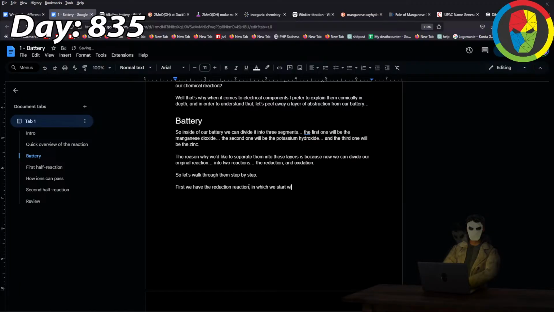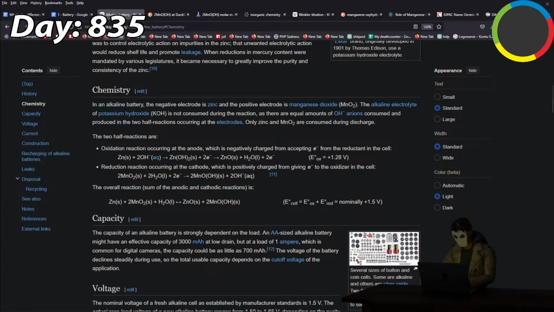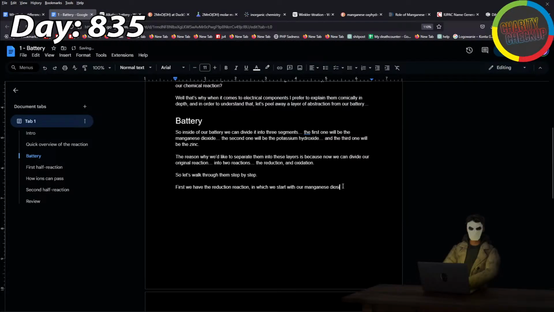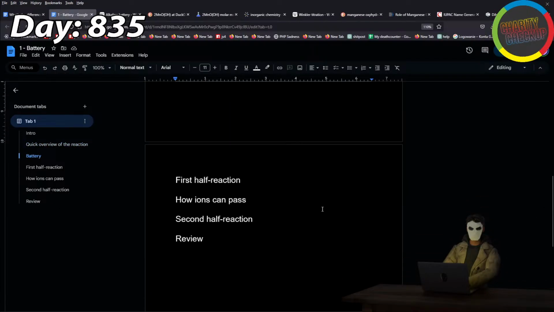Which we start with our main release. So the reduction is dioxide and water. How in depth do I want to go? Because this is basically electrolysis. It's always electrolysis. Well, it's the opposite of electrolysis. That's the point of batteries. That's a good question. To be fair, later on we do expand on them, so we can go even more in depth.